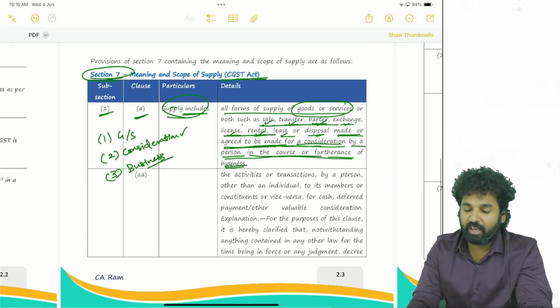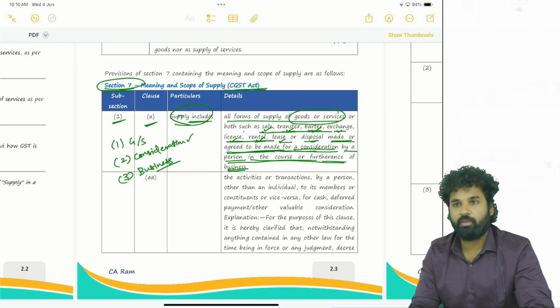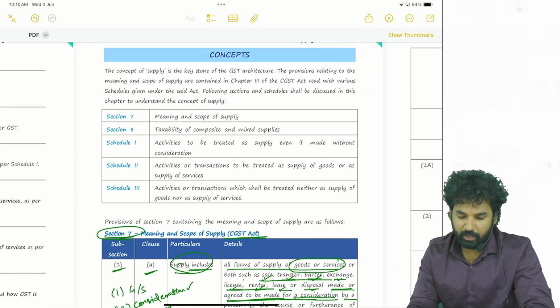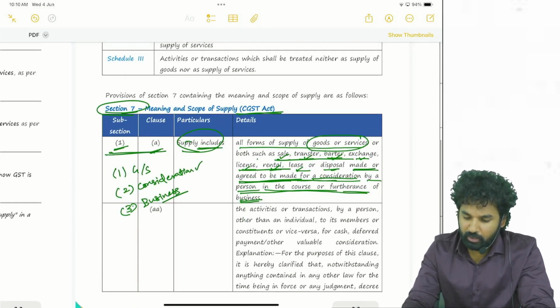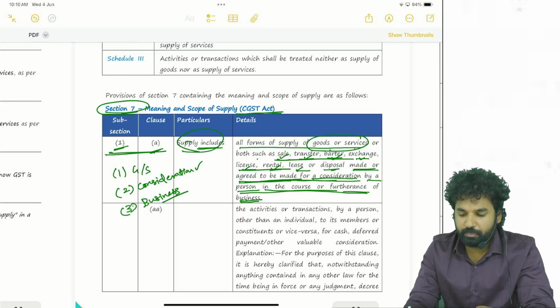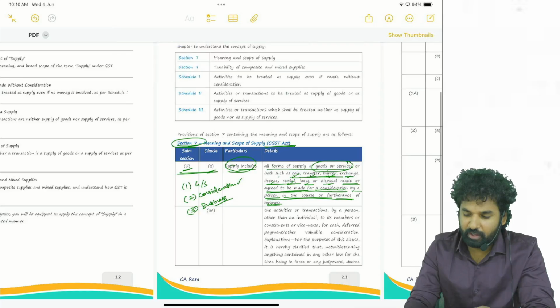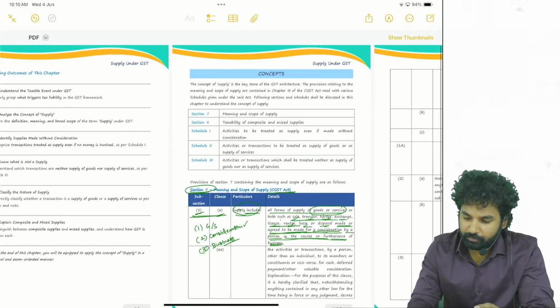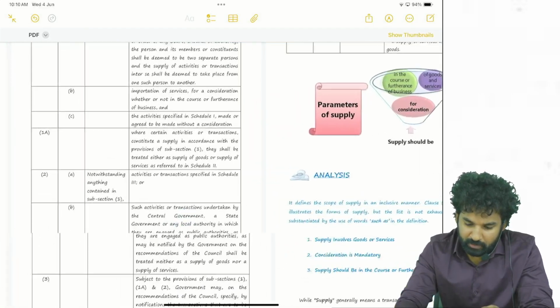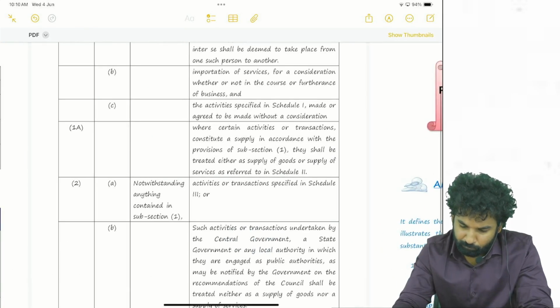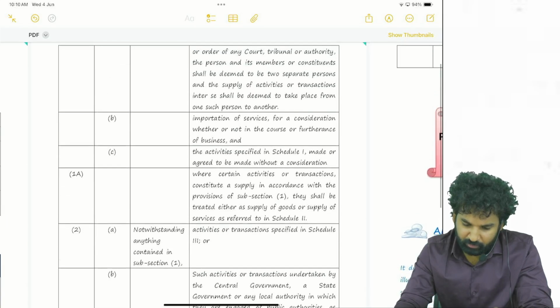Firstly we will understand the format of this section. Section 7 1A is telling about the supply definition, where it is talking about goods or services, consideration must be there, business shall be there. Now section 7 1B is there.